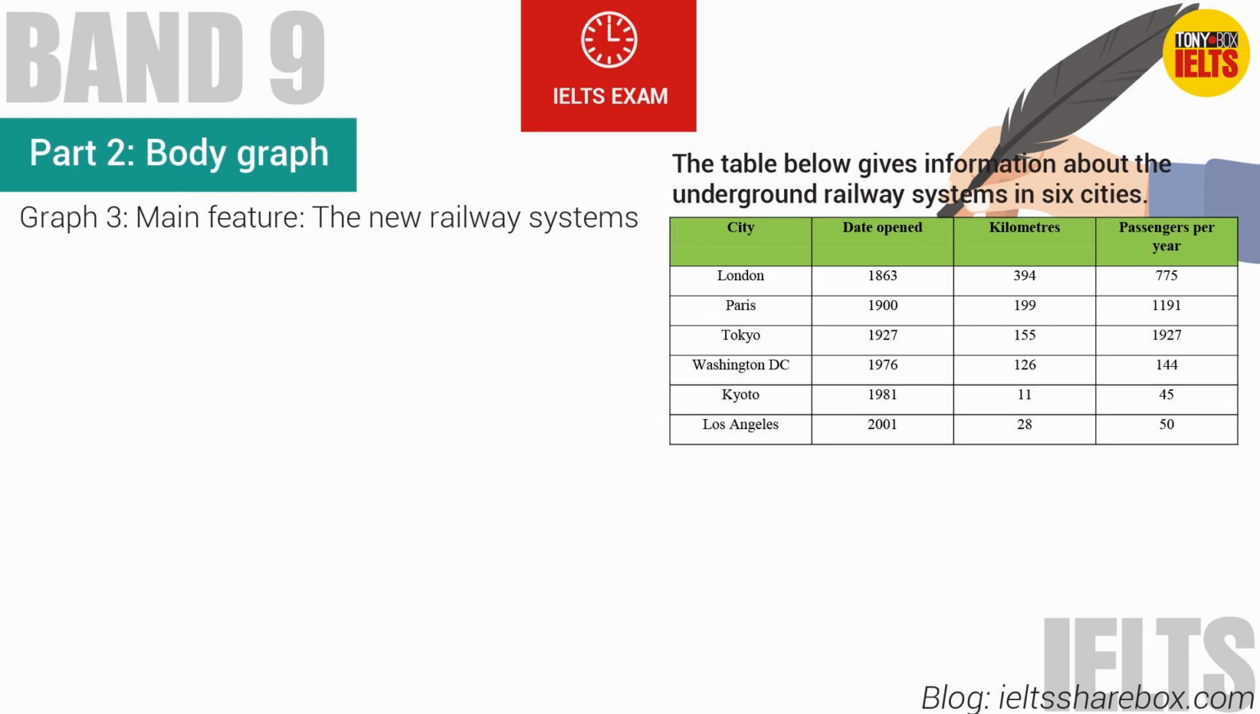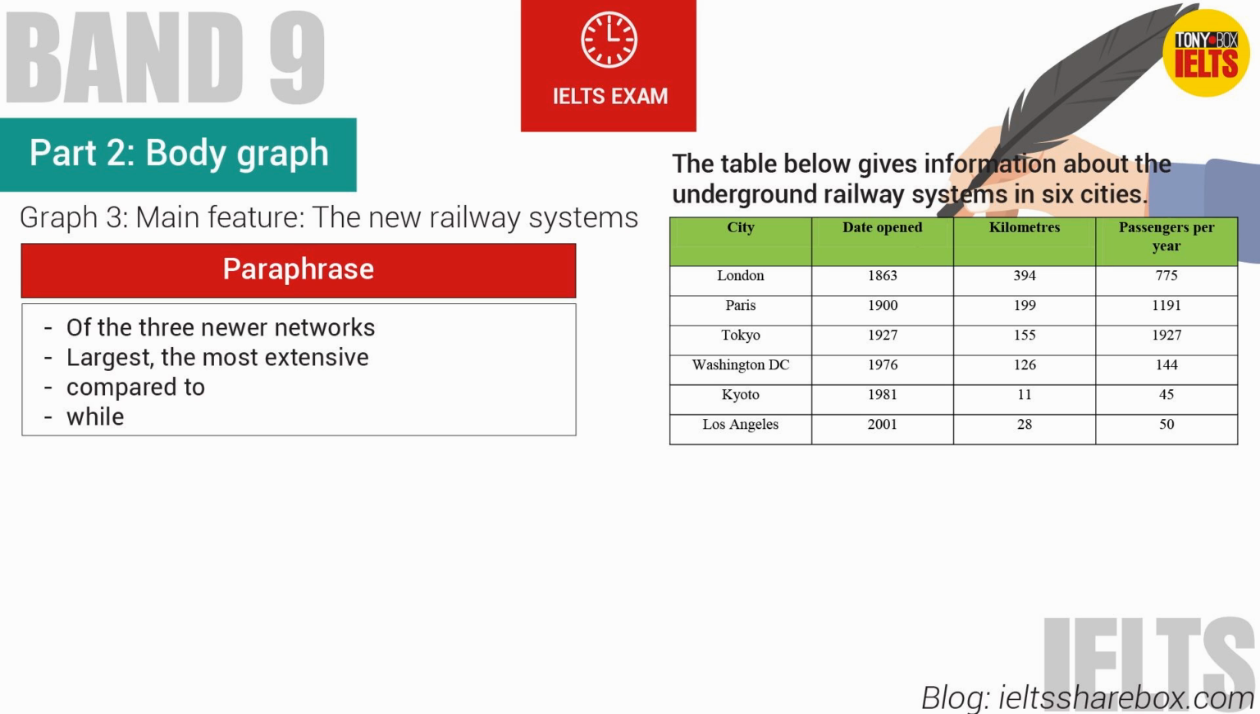Graph 3. Main feature, the new railway system. Paraphrase: of the 3 newer networks, largest, the most extensive, compared to, while.